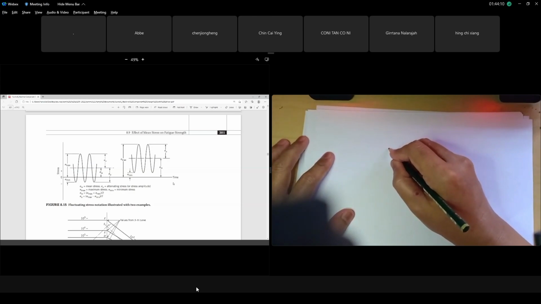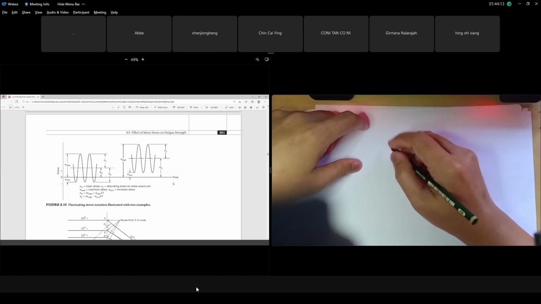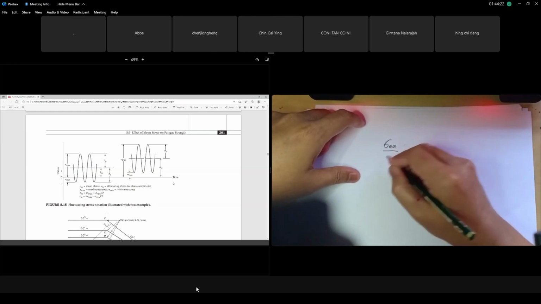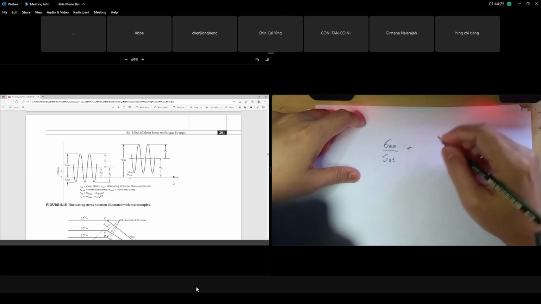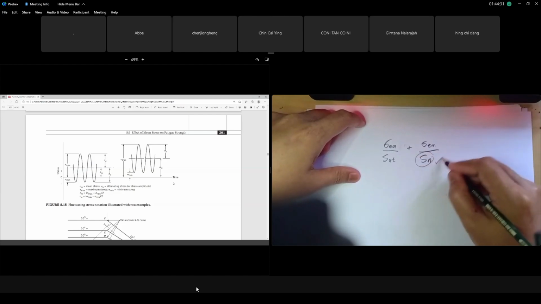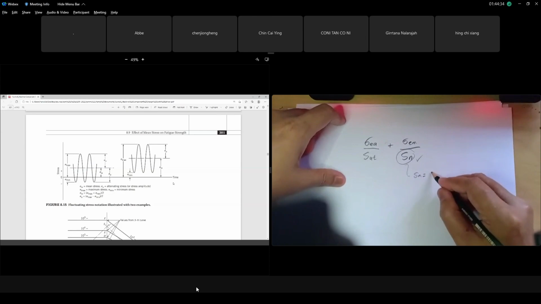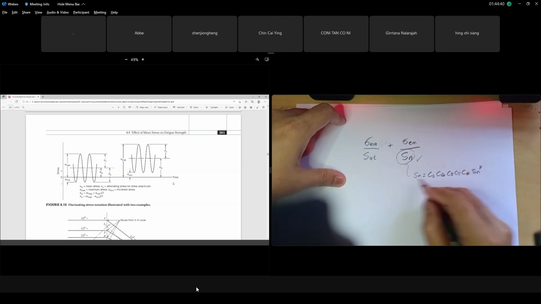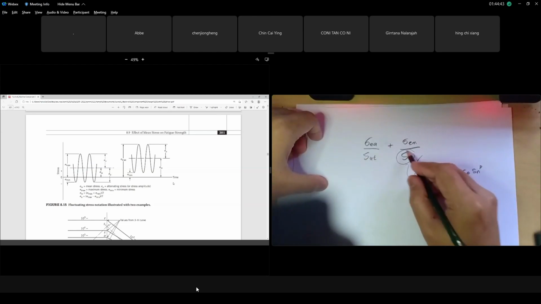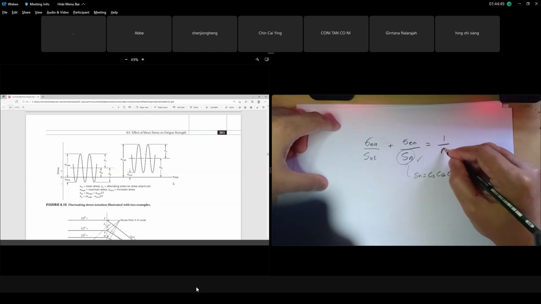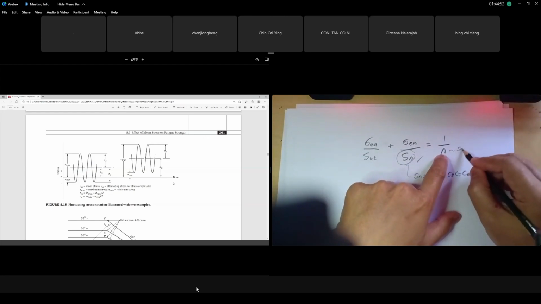Your safety factor is your sigma E amplitude over your SUT, plus your sigma E mean over SN. This SN that we calculate, where this SN is CL, CG, CS, CT, CR, SM prime, you do first, calculate first. This SN here, equal to 1 over your safety factor.